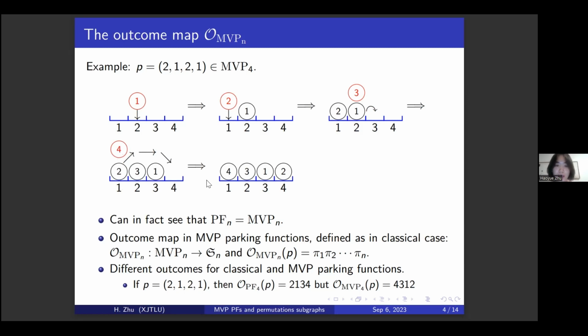And finally, we get the final outcome. Also, we use this outcome map to denote the final results from the MVP parking function to the outcome permutation pi 1 to pi n.